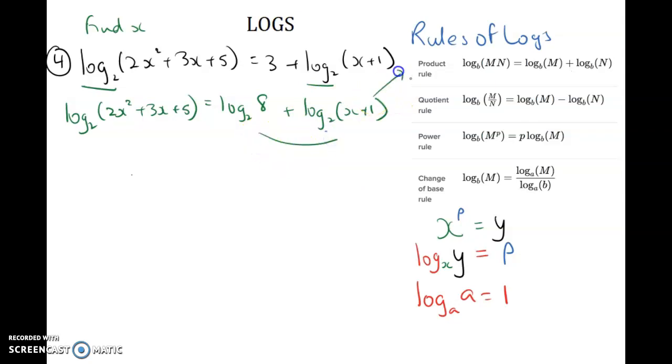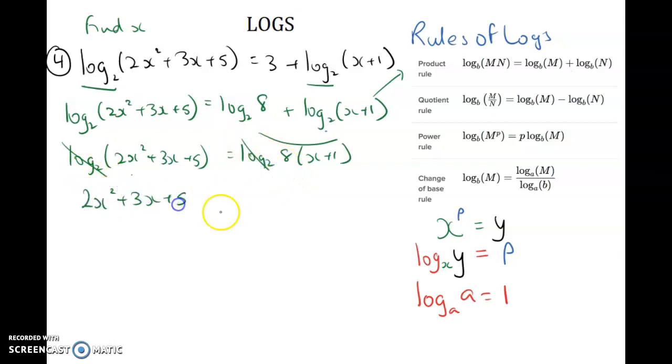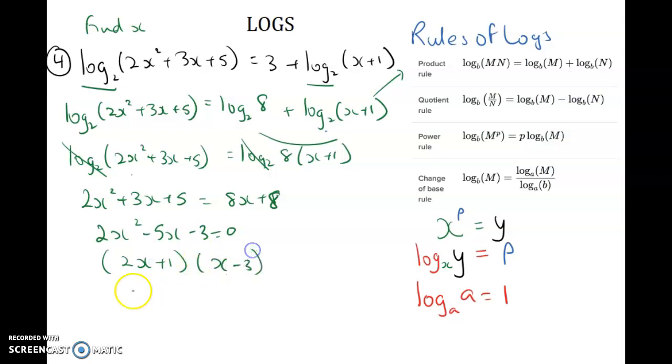This rule here, I apply the product rule, so I'll be multiplying. So I just write back everything like this. And then I put log base 2 of 8 by x plus 1. And now I could drop my logs, right? So I have 2x squared plus 3x plus 5 is equal to 8x plus 8, bringing them all over, and then factorizing, I'll end up getting this and this. x is equal to minus a half and x is equal to 3. That is the end of my fourth question.